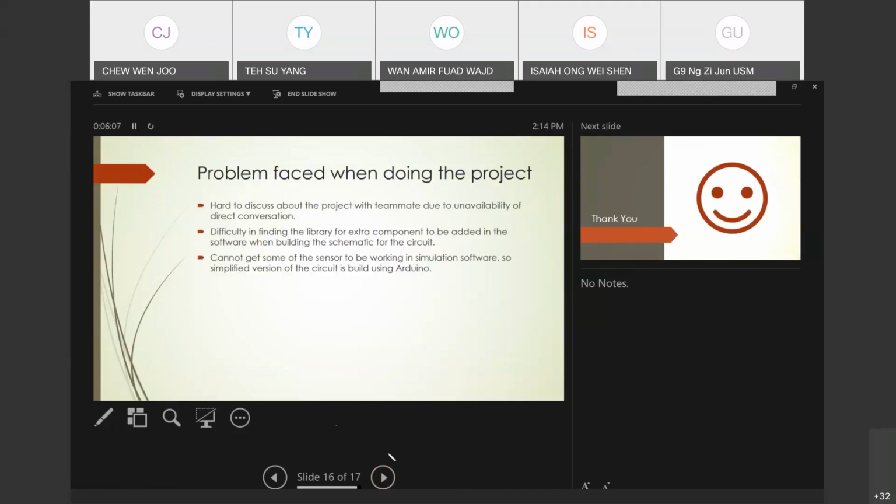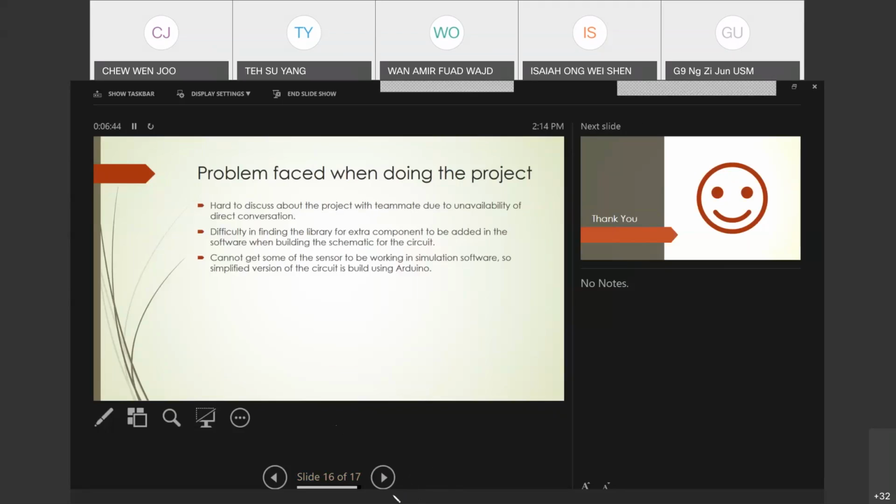We faced a few problems when doing the project. Due to COVID-19, it was hard to discuss the project with teammates because of the lack of direct conversation, so some of the ideas that we needed to reach our teammates with were very hard to convey. Because we used simulation, there was difficulty in finding libraries for the extra components to be added in the software when building the schematic for the circuit. We also could not get some of the sensors to work in the simulation software.